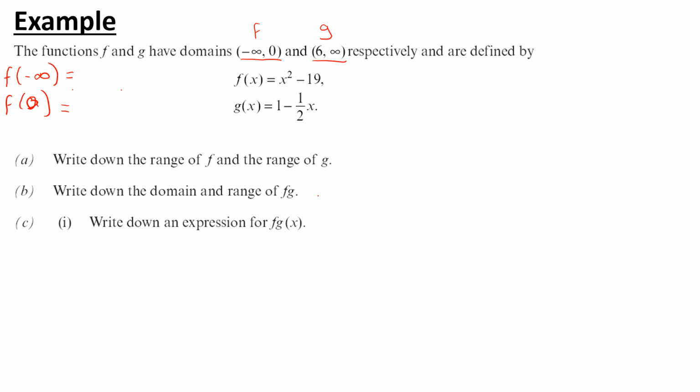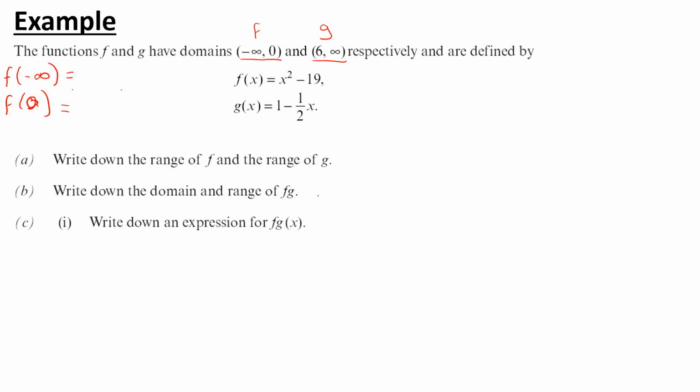If you took minus infinity and you put it into this function, you'd have to square it and then take away 19. So first of all, imagine squaring minus infinity. Well, when you square a negative number, it becomes positive. And when you take a very, very large number and you square it, it becomes even larger. So if you squared a number that was infinitely big, it would try to become even bigger, but it would definitely still be infinitely big.